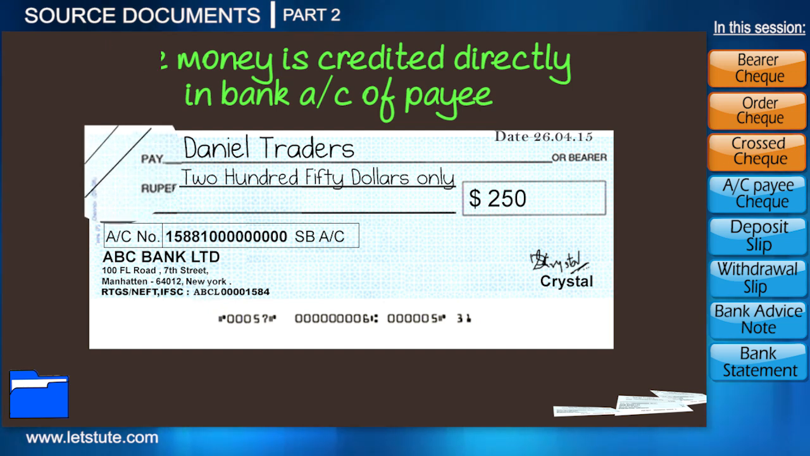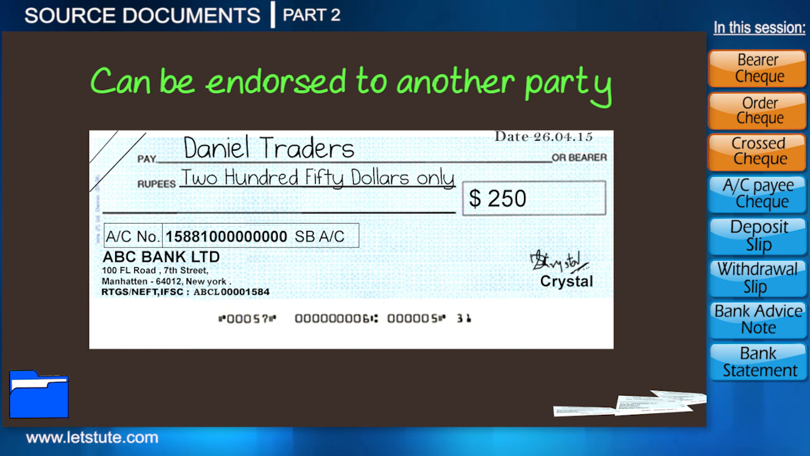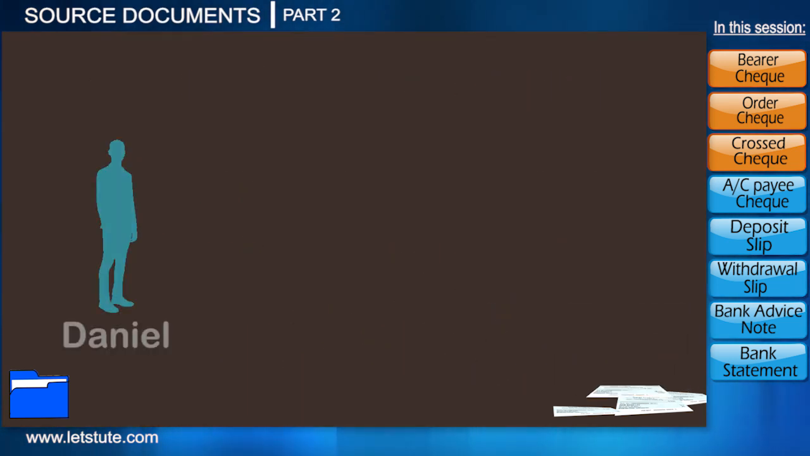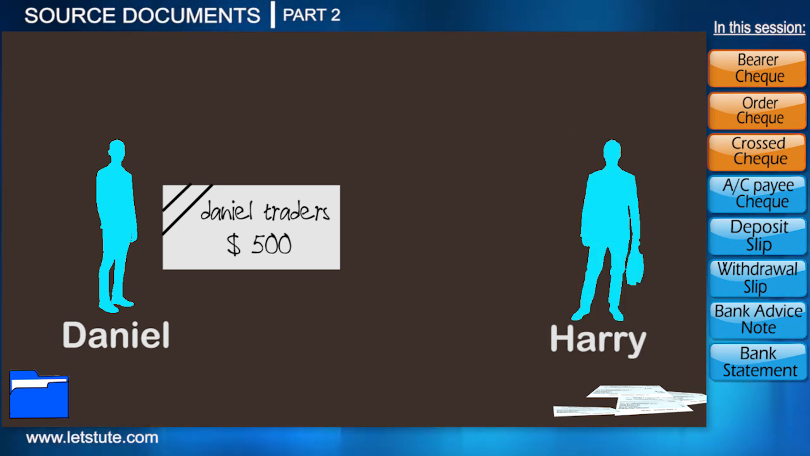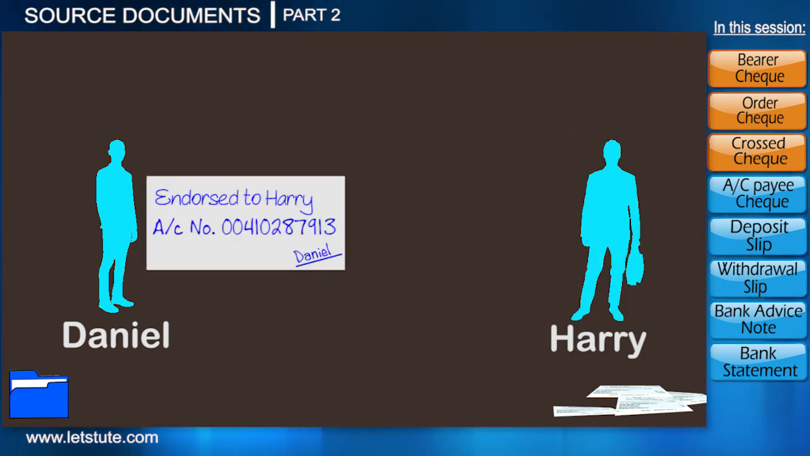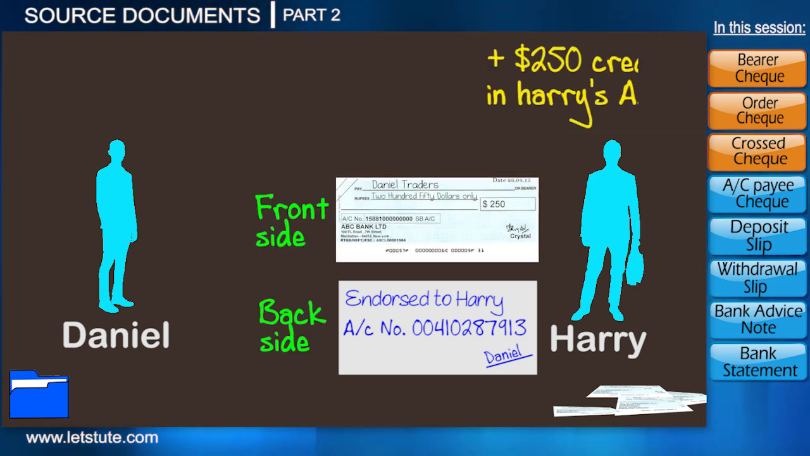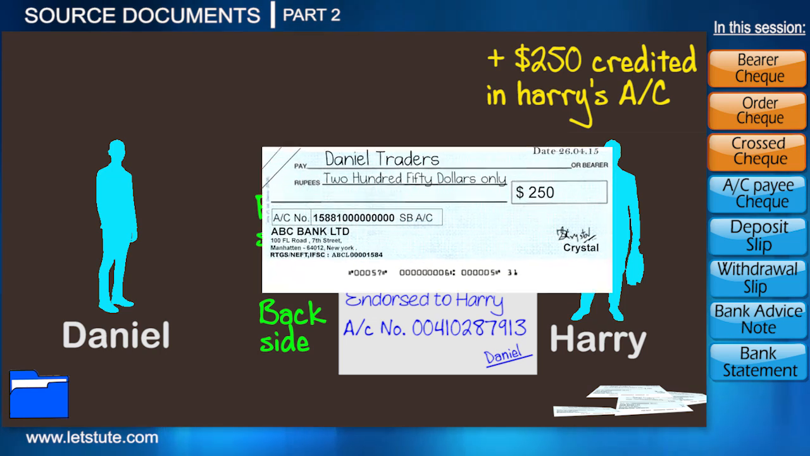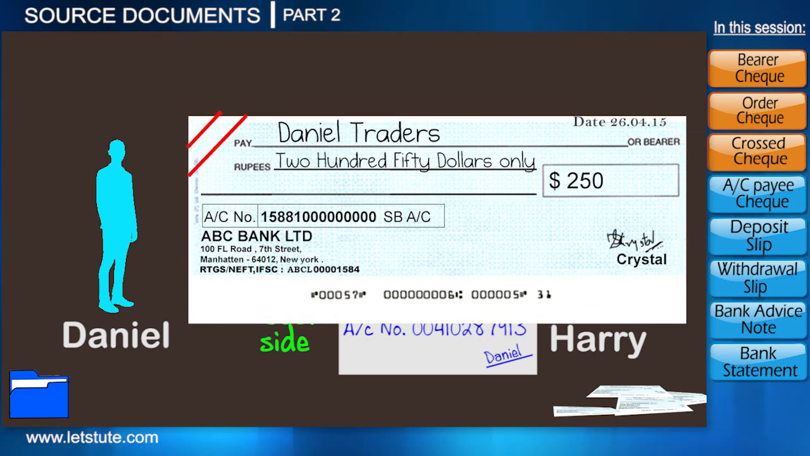If there is nothing written between these parallel lines, then this check can be further endorsed to another person. Meaning, if Daniel has received a cross check, say of $500, and he needs to give $500 to his supplier Harry, then he will sign on the back of the check with Harry's name and account number, and then Harry will be able to present this check and get the amount credited in his bank account, even if his name was nowhere on the check. So a cross check with nothing written between the parallel lines can further be endorsed.